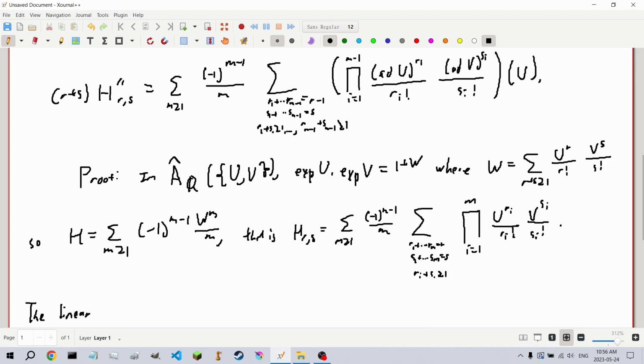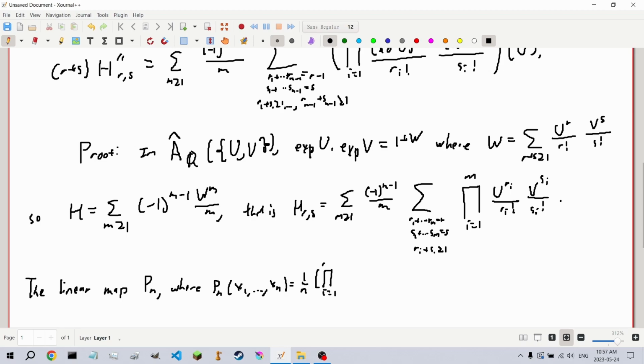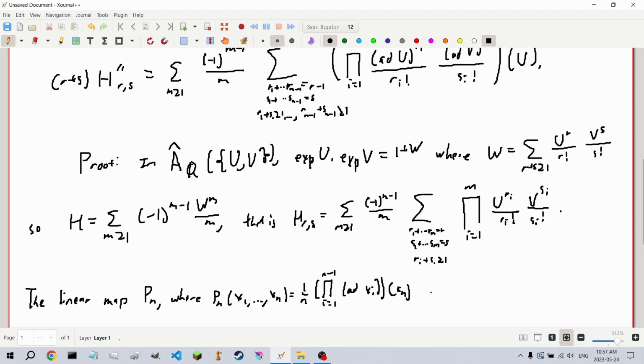The linear mapping P_n, where P_n of x_1 through x_n is 1 over n times the product from 1 to n minus 1 of our adjoints, of course, of x_i acting on x_n, for n at least 1, and of course each x_i in u and v.